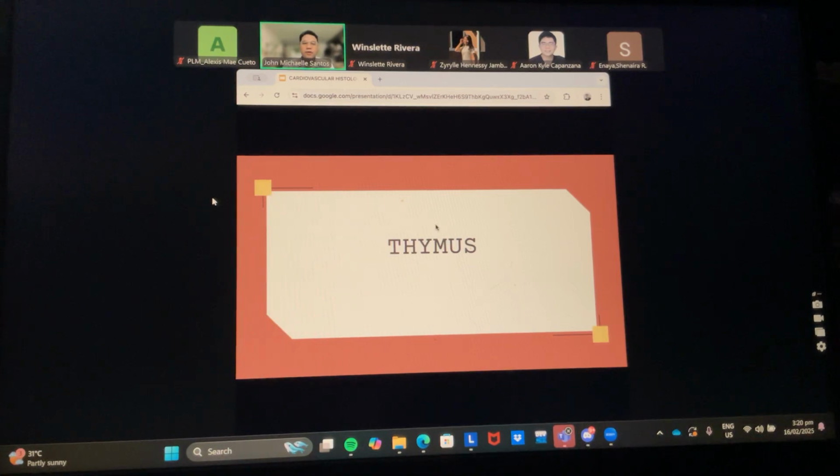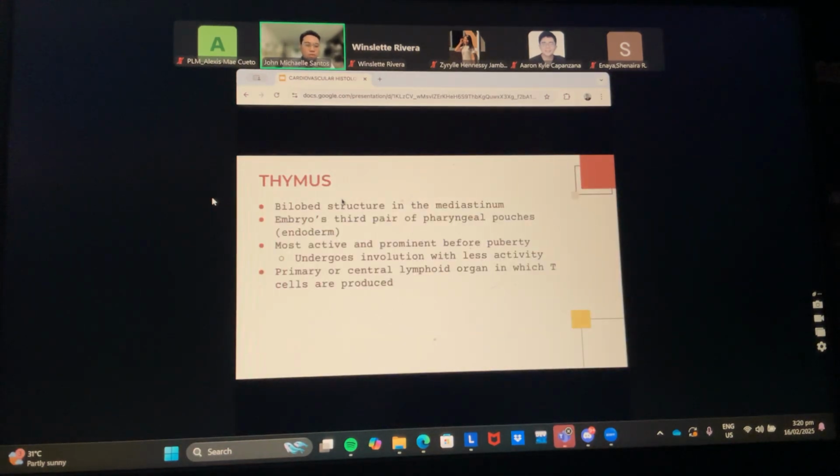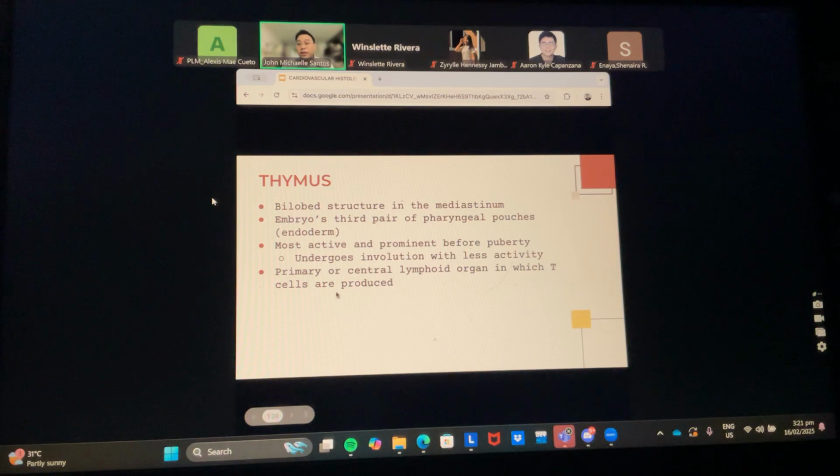Okay, so another organ of your immune system is your thymus. So your thymus is a bilobed structure within the mediastinum. Dito siya sa may bandang heart. So from the embryo's third pharyngeal pouch, which is the endoderm, it is most active and prominent before puberty. And then as we grow older, it will regress. So it will involute with less activity. It is the primary or central lymphoid organ in which T cells are produced.